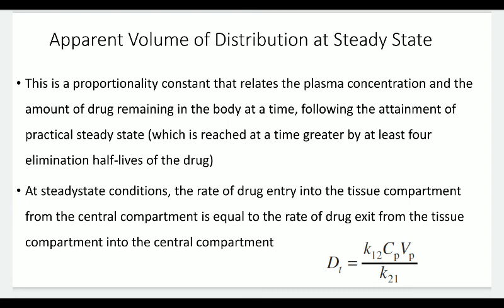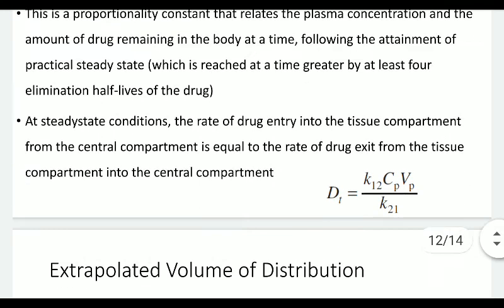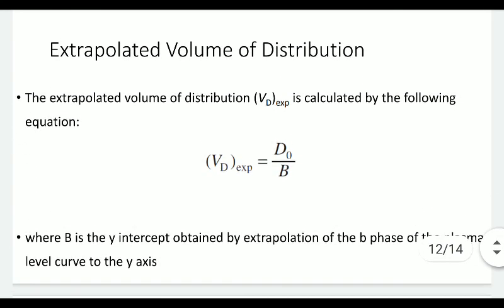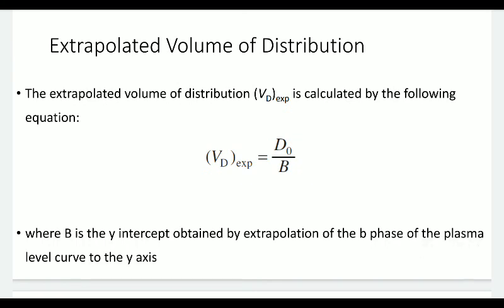At steady state condition, the rate of drug entry into the tissue compartment from the central compartment is equal to the rate of drug exit from the tissue compartment into the central compartment. And a particular mathematical equation has been given to calculate the apparent volume of distribution at steady state. Next is extrapolated volume of distribution.